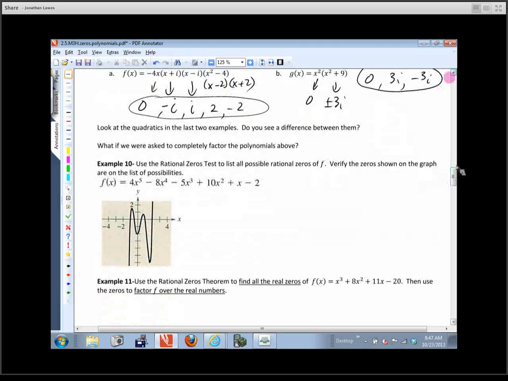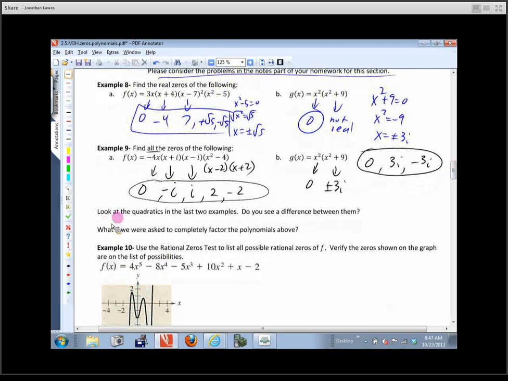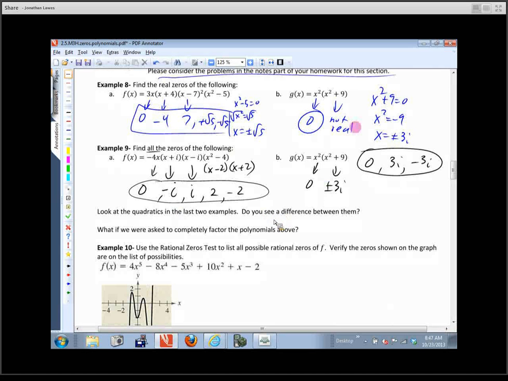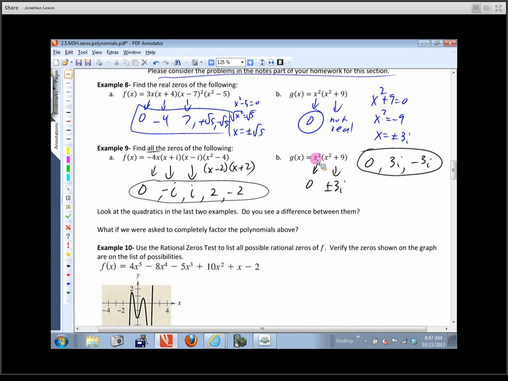Okay, so a couple of thought questions on this. It says, look at the quadratics in the last 2 examples. So look at these 4 examples right here. Do you see a difference between the quadratics? There's a quadratic here, here, here, and here. Of course, this is the same one. So there are 3 quadratics listed here. Do you see a difference between each one of these? I see some shaking heads yes, I see some shaking heads no. Okay, there is a difference.